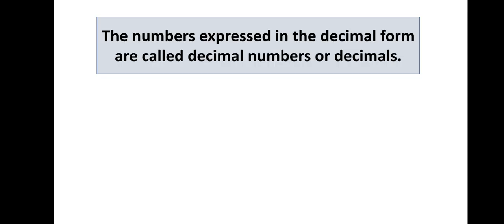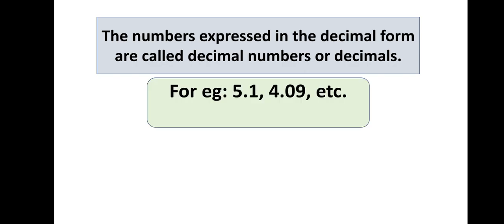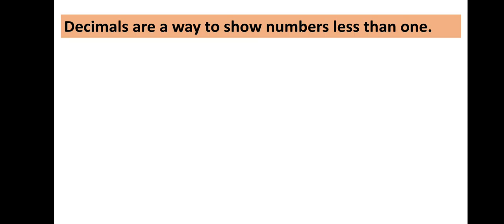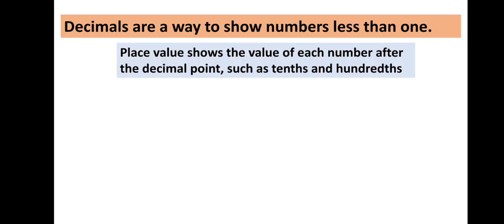The numbers expressed in the decimal form are called decimal numbers or decimals. For example, 5.1, 4.09, etc. These parts are separated by a dot called the decimal point. Decimals are a way to show numbers less than 1. Place value shows the value of each number after the decimal point, such as tenths and hundredths.